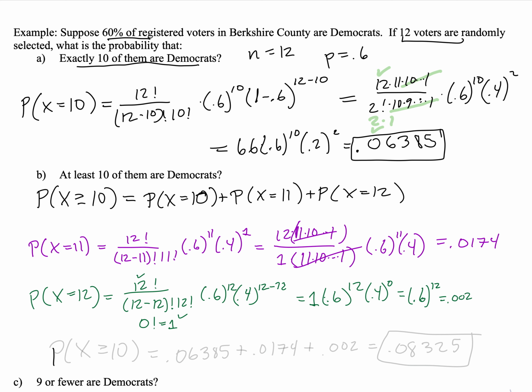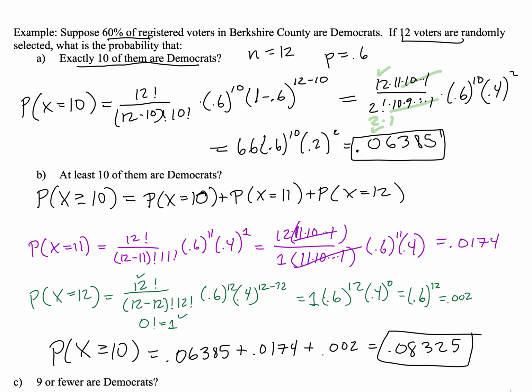And so finally, the probability that x is greater than or equal to 10 is equal to 0.06385, the probability that x is equal to 10, as we found above, plus 0.0174, the probability that x is equal to 11, plus 0.002, the probability that x is equal to 12. And if we add those values up, we'll get 0.08325.